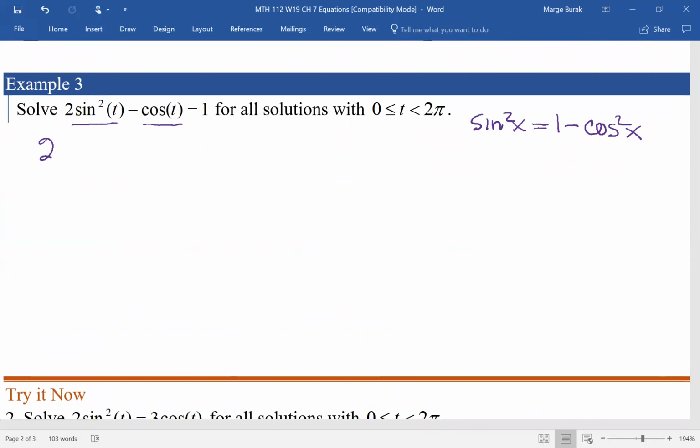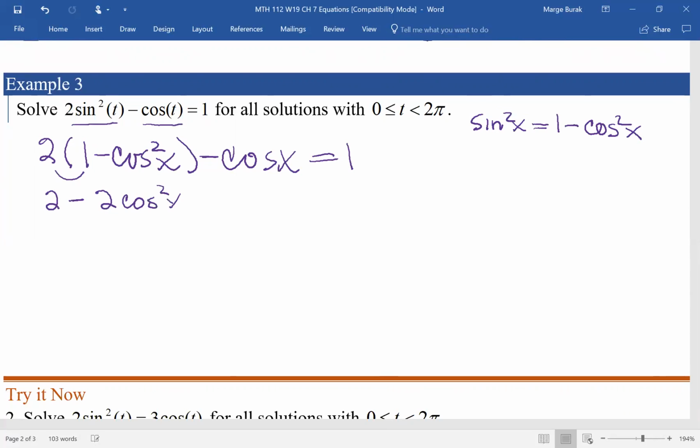So let's put 2, instead of sine, let's put 1 minus cosine squared. And I'm changing it to x's. That's my preference. Cosine x equals 1. All right, so I'm going to distribute the 2 in here. So 2 times 1 and 2 times cosine squared x minus cosine x.